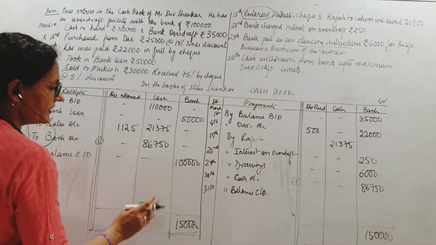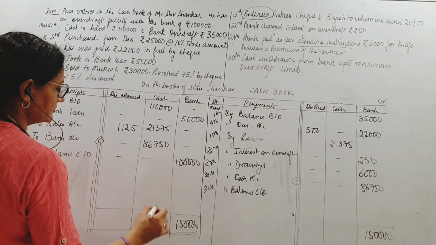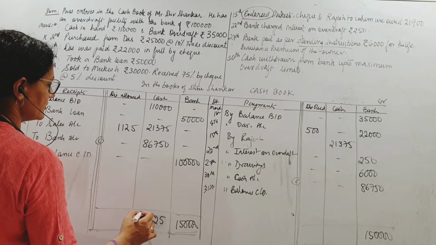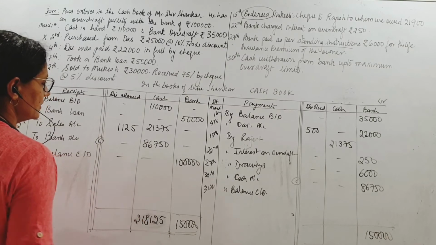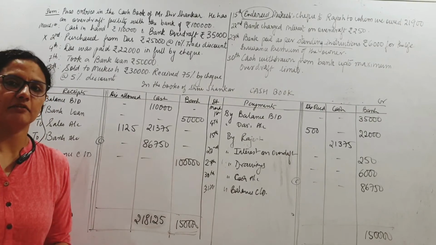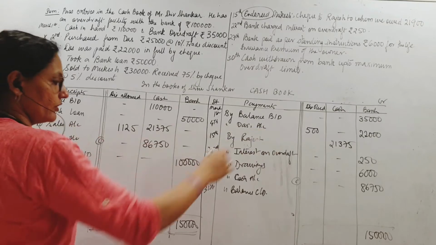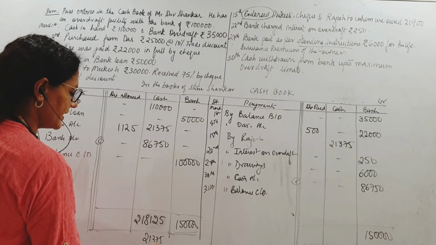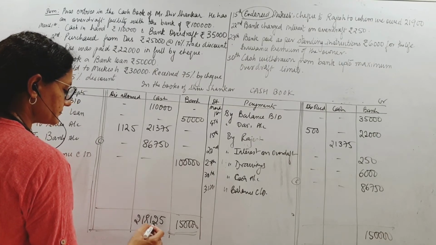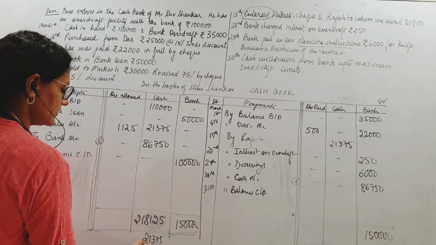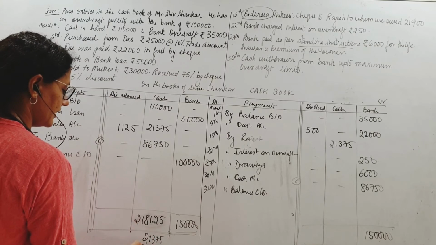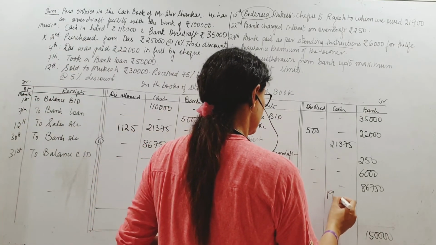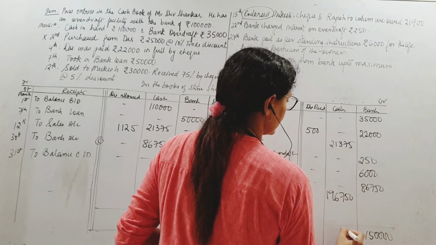So if we total it up, we will have 2,18,125. This is the total. Alright. From there we already made a payment of 21,375. So let us minus that also. So this is what I get. 1,96,750. Just check that also.